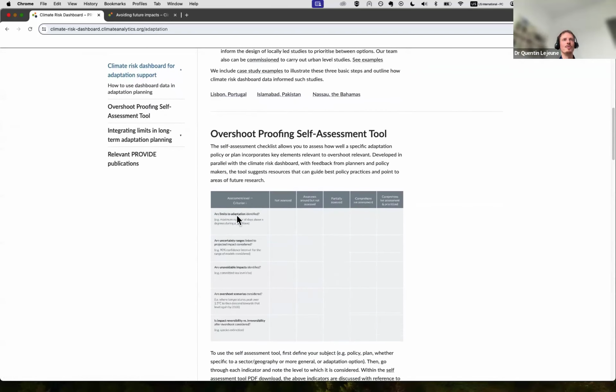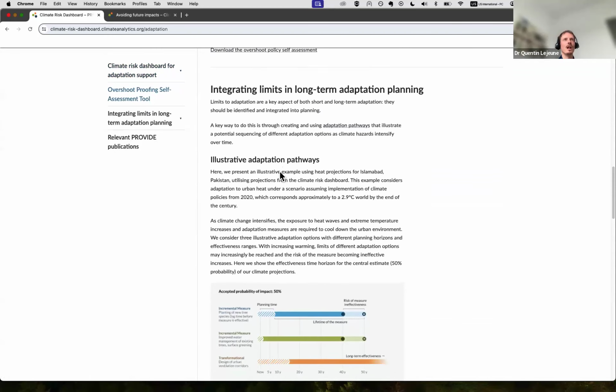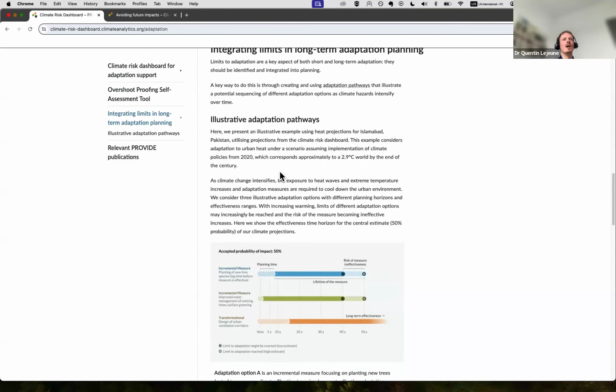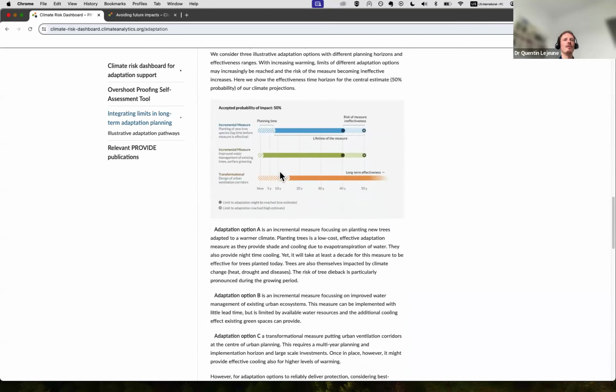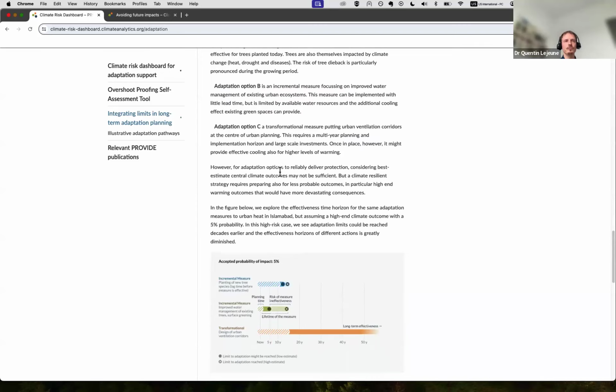There is also the possibility to download as a PDF what we call the overshoot proofing self-assessment tool, which allows you to check that adaptation policies account for concepts such as limits of adaptation, so the points after which adaptation measures no longer function, or reversibility versus irreversibility of impacts. And this is something that Carl was mentioning before. We're also emphasizing the possibility to integrate limits in long-term adaptation planning. And you recognize here the graphs that help think about that concept that Carl already presented earlier.